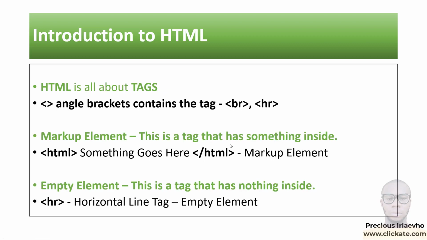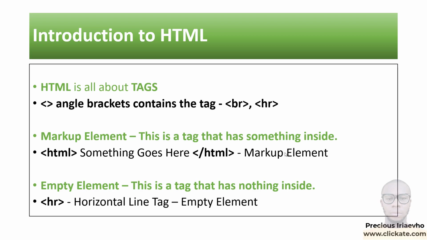HTML is all about tags. Tags are words or abbreviations inside of angled brackets, that is the greater than and the less than sign. And tags like the BR and HR tags on your screen right now are basically called HTML tags. In HTML tags, we have markup elements. So markup elements consist of your tags and the content that goes inside of them. So right here you have the opening HTML tag, then you have a content that goes in here, and you have the closing HTML tag, which is signified by the backslash. Altogether, this is called the markup element.